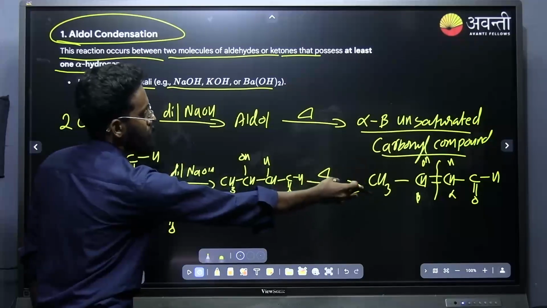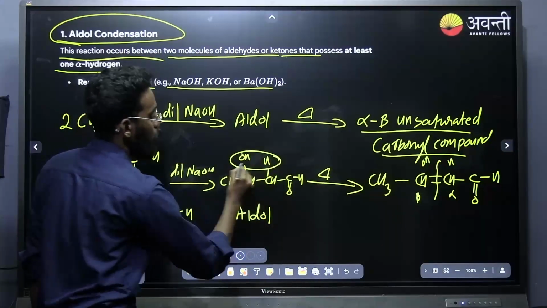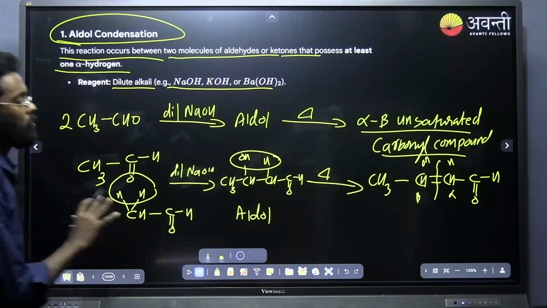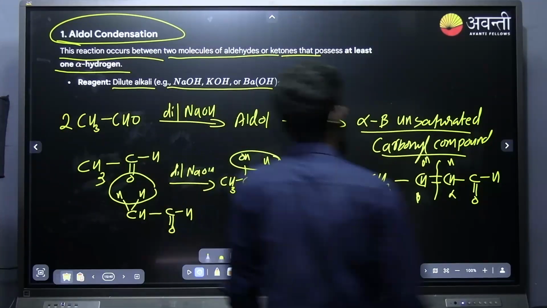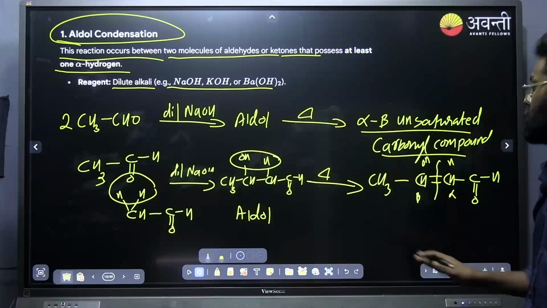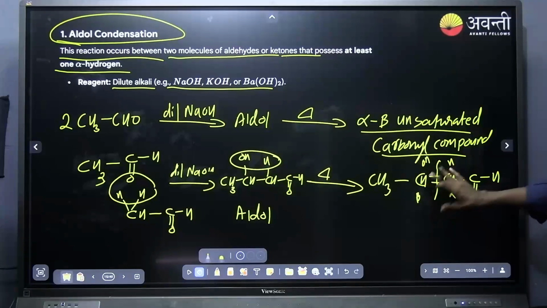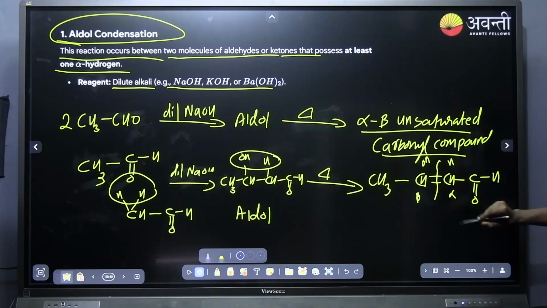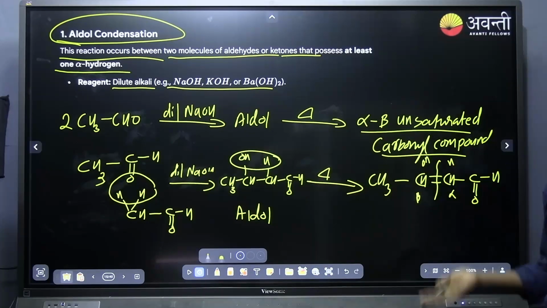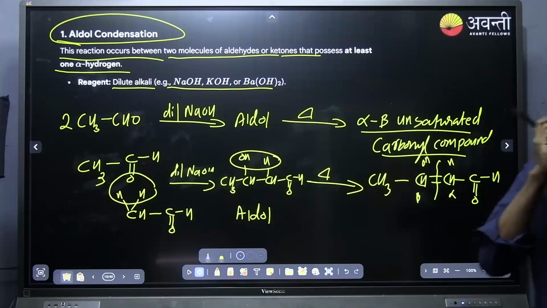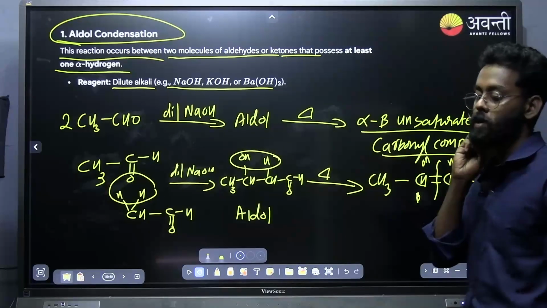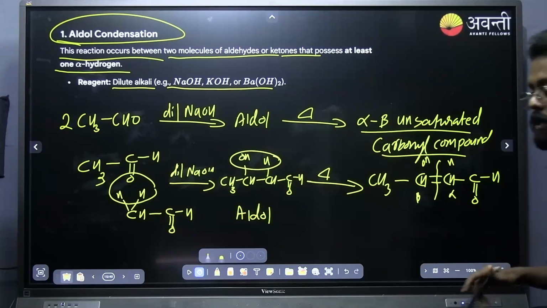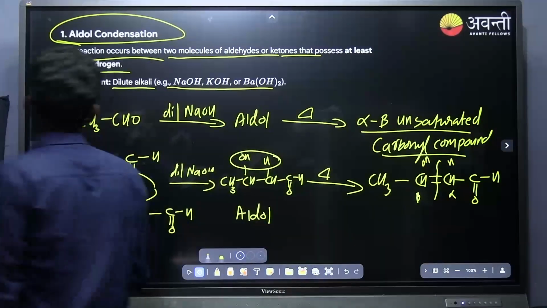And how are we getting the alpha beta unsaturated carbonyl compound? By eliminating water here. So this is how easily you can find out the aldol product as well as the alpha beta unsaturated carbonyl compound. Is it clear? First you find out the product, then keep OH in the beta carbon and hydrogen in the alpha carbon, you will be getting the aldol product. That's the thing. Everyone, if you got any reaction or any substrate, you can find out the product by using this method. Shall I move, students? This is all about aldol condensation.